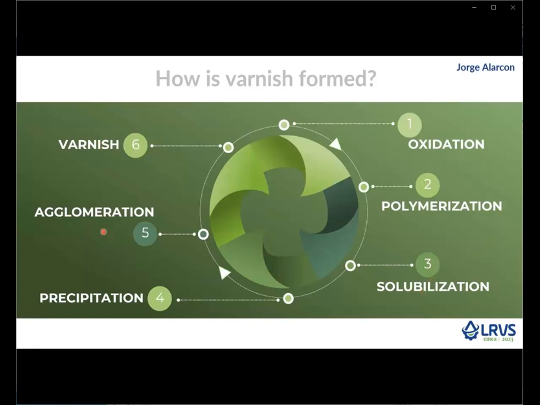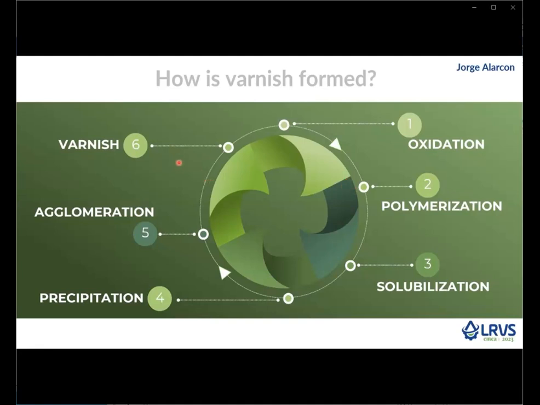If we talk about temperature, there are some solutions related to keeping the temperature in the system so the varnish will be dissolved in the entire system, but we will talk about that later. So this is the most important part from the chemistry point of view: how varnish is formed. Depending on the situation, depending on where the varnish in your system is, there are some solutions that can be applied.